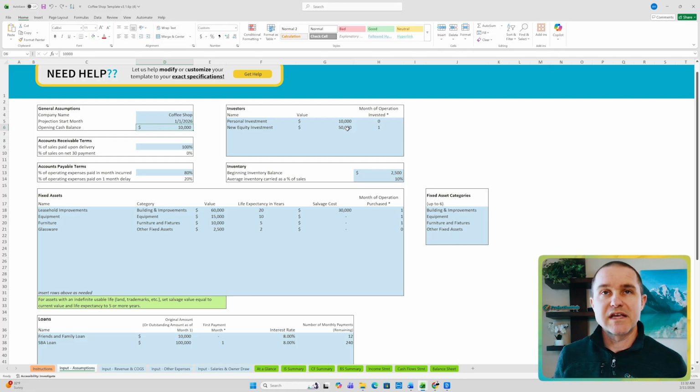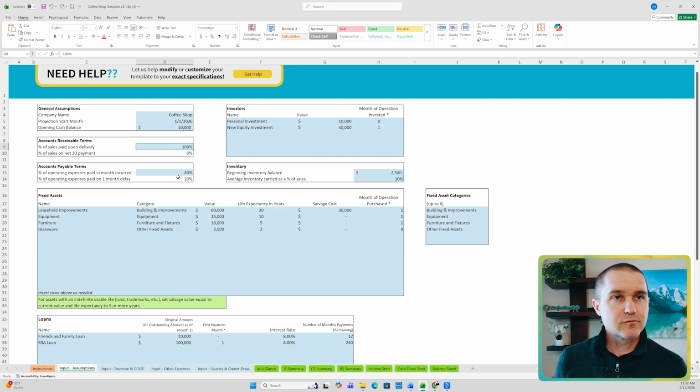And then say maybe we are looking to raise an additional $50,000 of equity investment here in month 1, or basically when the business starts. So you can put in your equity investor money. And then accounts receivable, this just means that you're going to get paid 100% of your sales when you make the sale. So like you hand someone their coffee, they're paying you right then, right? And you're not giving anybody terms.